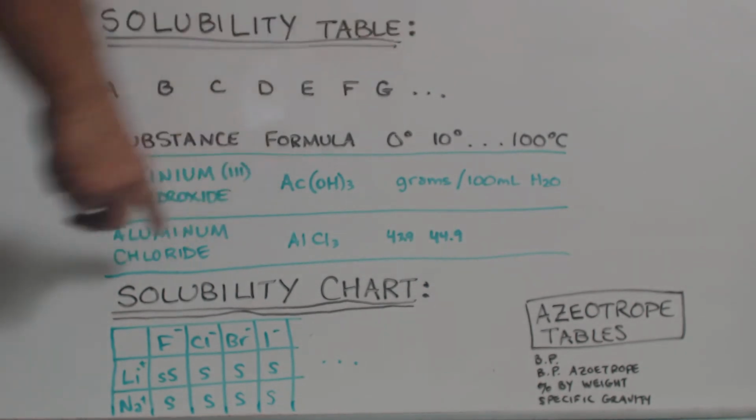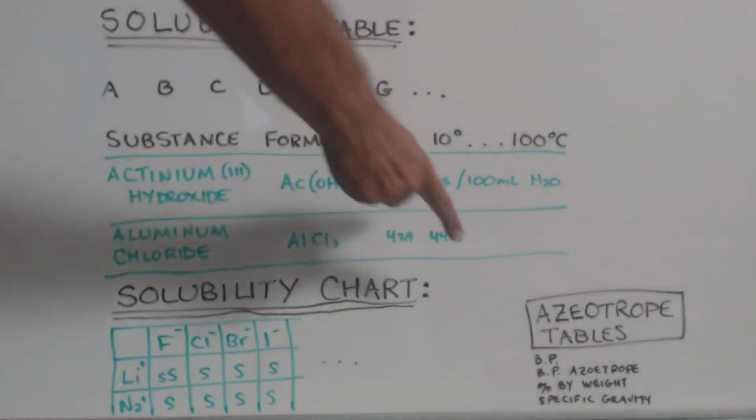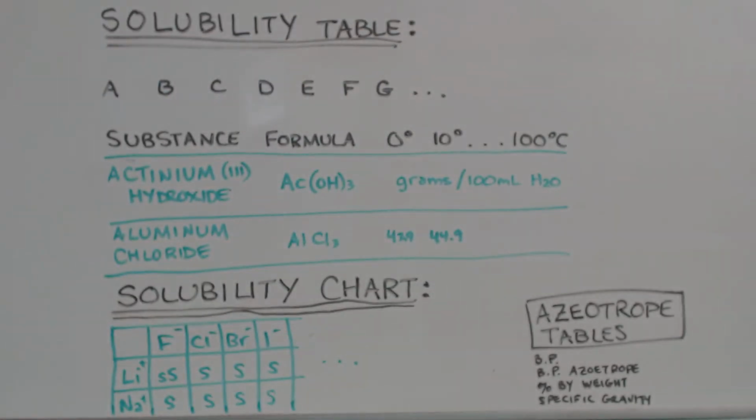I didn't do it for the first one, but the second one, look, this would be 0 degrees, this would be 10 degrees, and then it would go on and on, okay? There's hundreds of salts. As you can see, actinium(III) hydroxide, that's not a common salt. So, I mean, a lot of them are common salts, just binary salts or whatever. But there are some unusual salts. And like I said, there's hundreds of them.